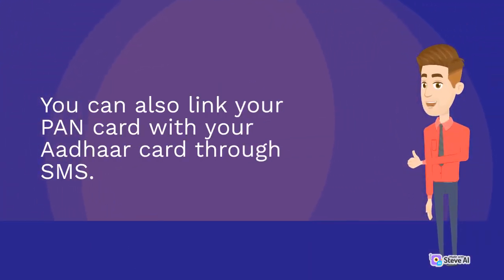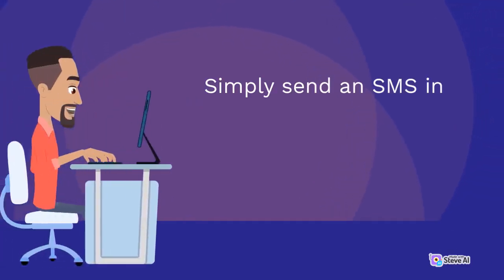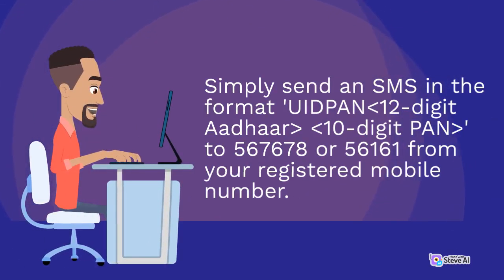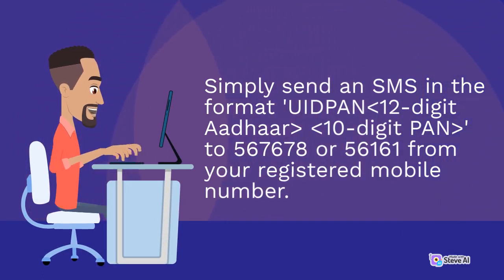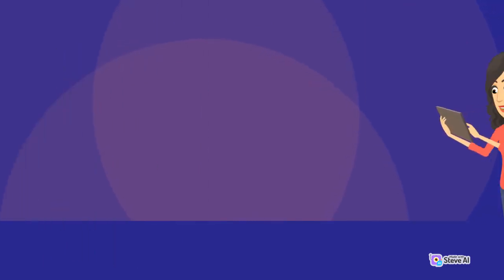You can also link your PAN card with your Aadhaar card through SMS. Simply send an SMS in the format UIDPAN <12-digit Aadhaar> <10-digit PAN> to 567678 or 56161 from your registered mobile number.